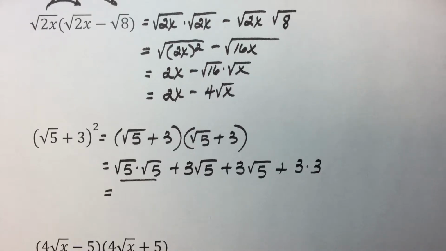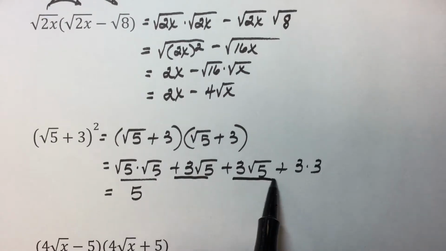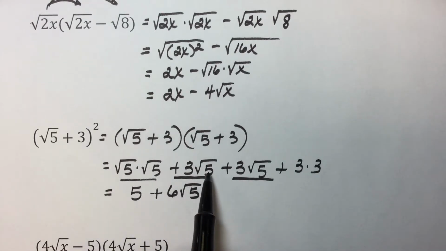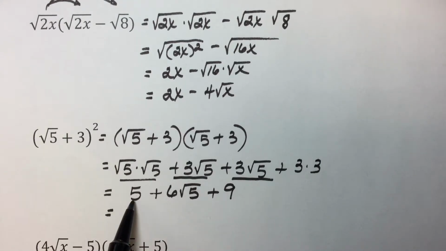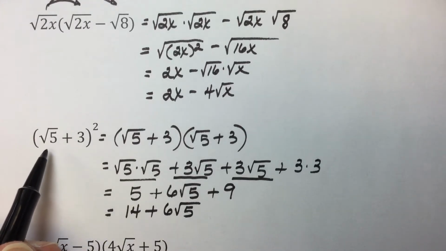Simplifying, we'll have the square root of 25, which is 5. Here we have similar terms. 3 square root of 5 plus another 3 square root of 5 makes 6 square root of 5. Since these have the same radical expression, we can combine them as like terms. And simplifying the multiplication, 3 times 3 is 9. This has one more step that we can simplify by combining like terms. The 9 and 5 combine to give us a 14 plus 6 times the square root of 5 for the product of this radical expression squared.